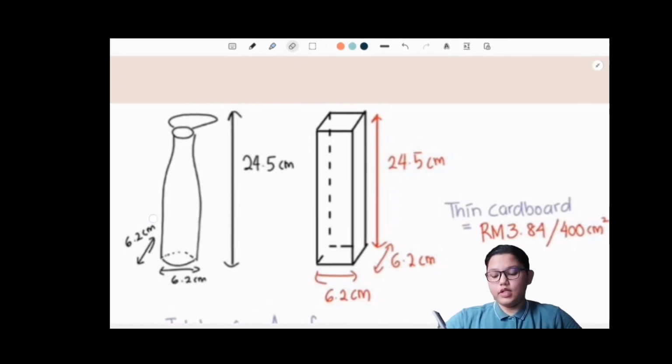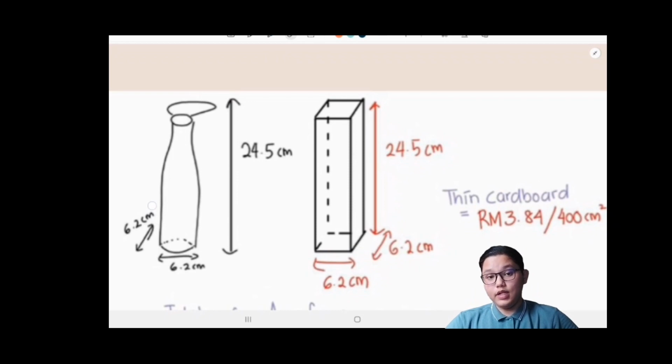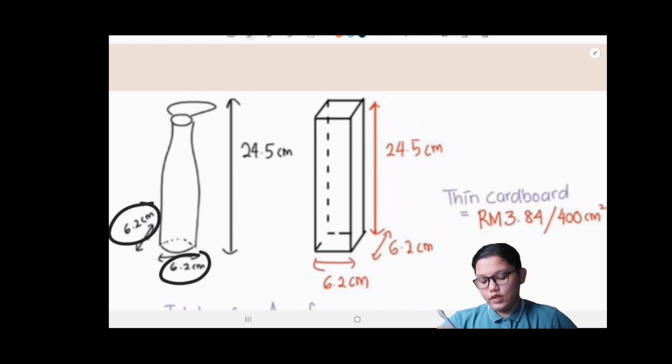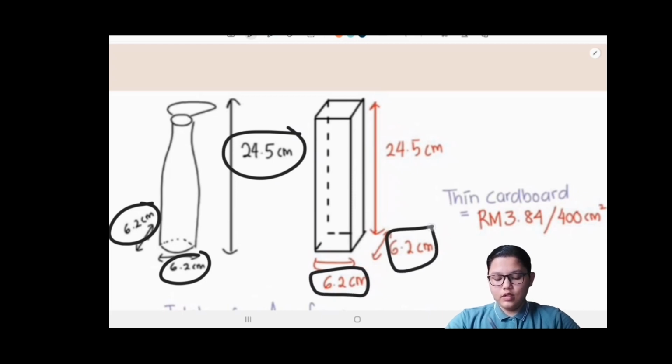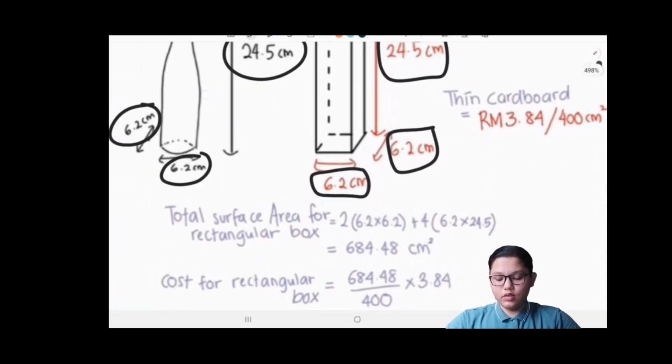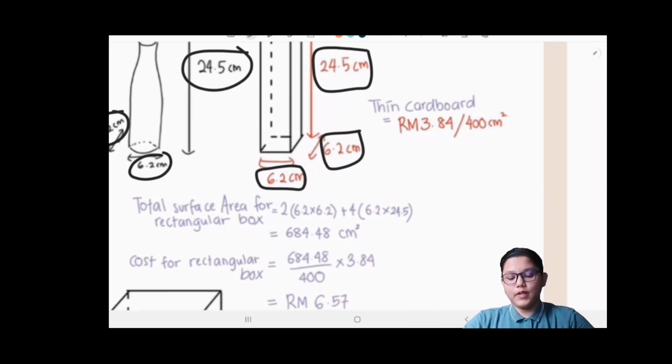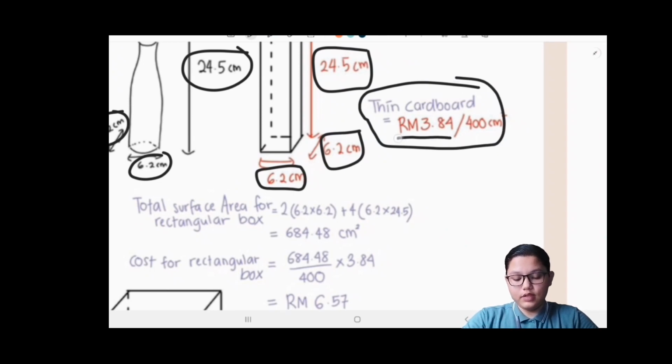From the data given, we know that the length and width of the Ambipure is the same, which is 6.2 cm in length and width and 24.5 cm in height. We can use this measurement for the rectangular box because the Ambipure fits perfectly inside the rectangular box. All we need to do is calculate the total surface area for the rectangular box. The rectangular box is made out of thin cardboard, which costs 3 ringgit 84 cents per 400 cm square.